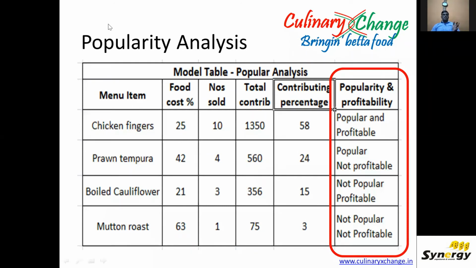Suppose one person may be selling at 10 rupees, one person at 12 rupees, one person at 9 rupees. They will see the average pricing of that particular menu item. That will be your comp set pricing average. Suppose for idli your average pricing is coming to 10 rupees, then your pricing can be 9 rupees.